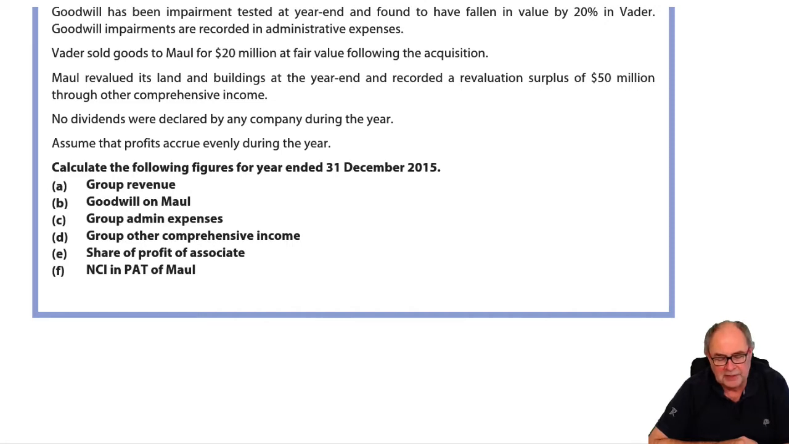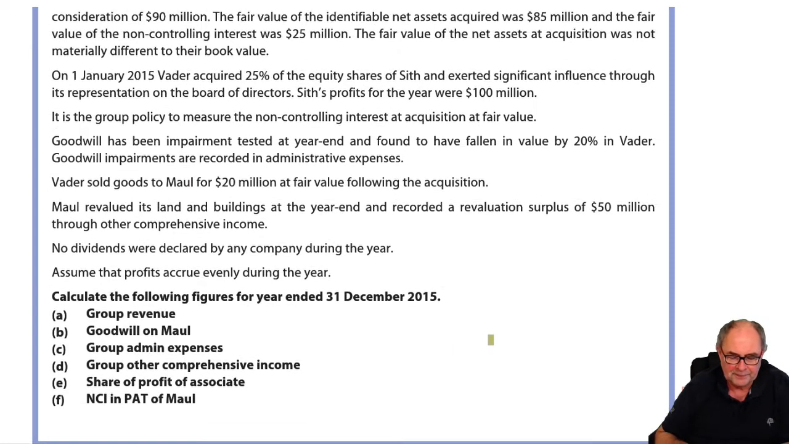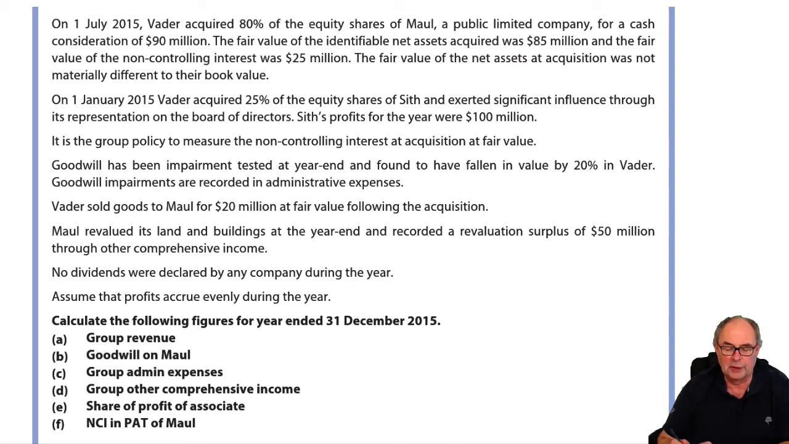So we're going to start by looking at this question. In terms of group structure, again, it's fairly straightforward. Vada has got 80% of MALL, so that's a subsidiary. It's got 25% of SITH, so that's an associate. If you look at the dates, the year end is December 15, so the subsidiary has been owned for 6 months and the associate has been owned for 12 months.